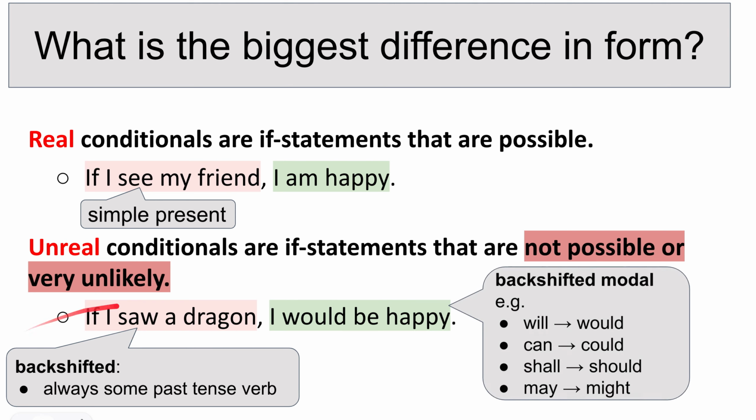The next difference occurs with a backshifted modal that is present in the main clauses of unreal conditionals. For example, I would be happy. What is a backshifted modal? Well, for example, the backshifted modal of will is would, can is could, shall is should, and may is might. So backshifted modals are would, could, should, and might.